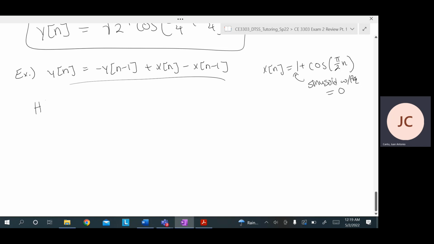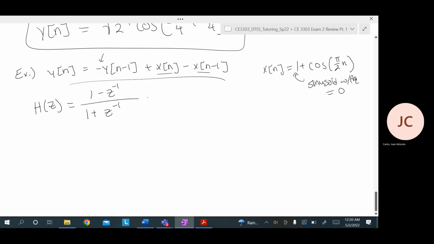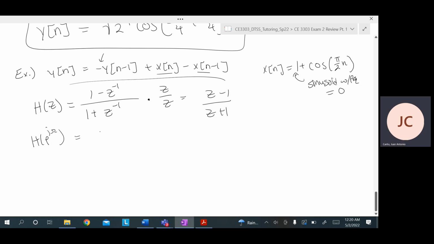So the first thing we need to do is, of course, find our frequency response. So let's find our transfer function. H of z is equal to, let's take our top coefficients, right? 1 minus z to the negative 1 over 1 minus, we take our y, so 1 minus a negative 1, so it becomes plus, and z to the negative 1. So if we want to get rid of those negative exponents, it's pretty simple, just multiply by z over z. We get z minus 1 over z plus 1. Okay, and so now our frequency response h of e to the j omega is equal to just sub e to the j omega into z, e to the j omega minus 1 over e to the j omega plus 1.